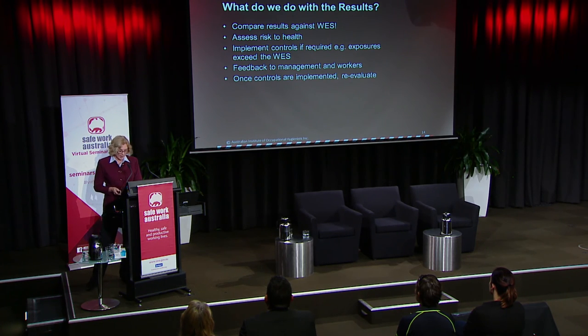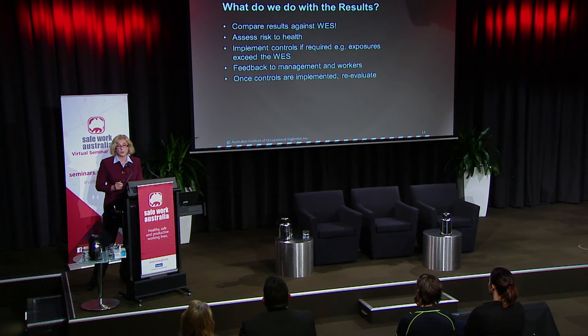Occupational hygienists use the sampling results and our workplace observations to assess the risk to health and apply controls. Remember, we want to keep exposures as low as reasonably practicable. During that whole process, it's also important to involve the workers and management, as ultimately success in reducing exposures involves everyone within the workplace. So our results and reports will be communicated back to the workplace. So once the controls are implemented, we may also need to re-evaluate where necessary and to ensure that our control strategies have been effective.